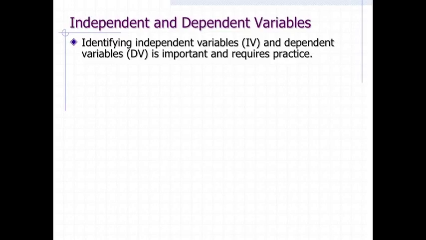Identifying independent and dependent variables is one of the first tasks of a researcher, and initially, many students find this task difficult. The easiest way to improve your ability to identify these variables is to practice, practice, practice. You will now get a chance for some practice.